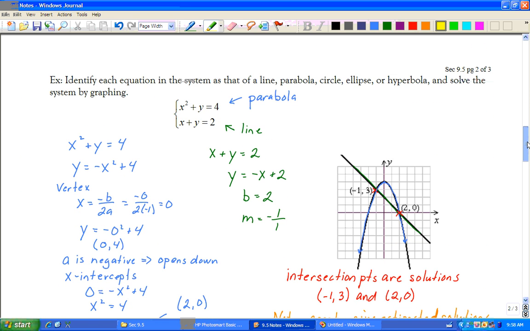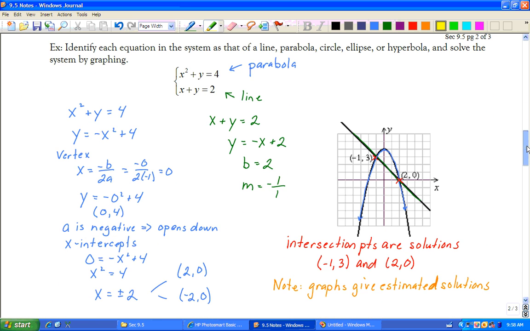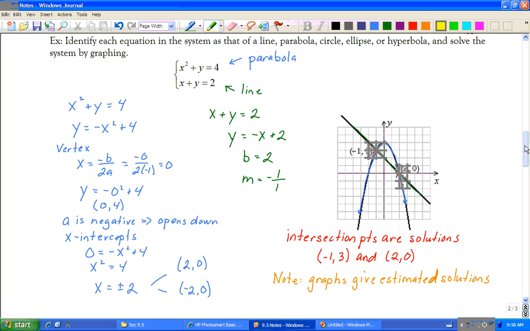So now let's look at solving a system by a graphing method. It says identify each equation in the system. Is it a line, parabola, circle, ellipse, or hyperbola? And then solve the system by graphing. So here is our system. Our first equation, x squared plus y is equal to 4. Well, that's going to create a parabola. Our second equation, x plus y is equal to 2. That's a line. So we have a system of a parabola and a line.